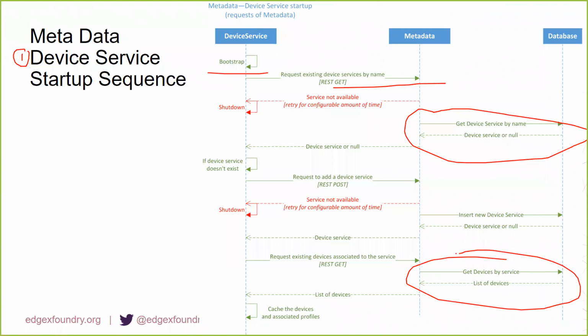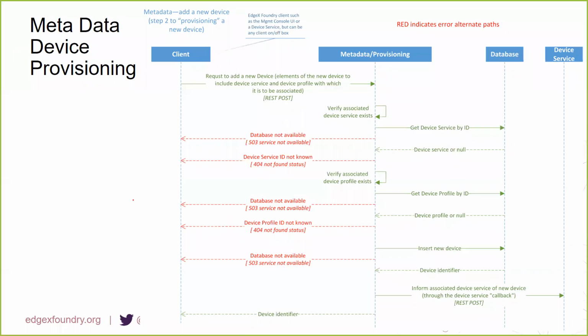As it tries to register each of the devices, it may also have to provide information about the profiles that are associated with each of those devices. So that's one way that metadata gets populated. Metadata may also be populated by a process called device provisioning. Not everything comes from a device service. You may, maybe through some sort of system management UI, add a new device into our EdgeX system. When you do that, we talk about a provisioning of a device.